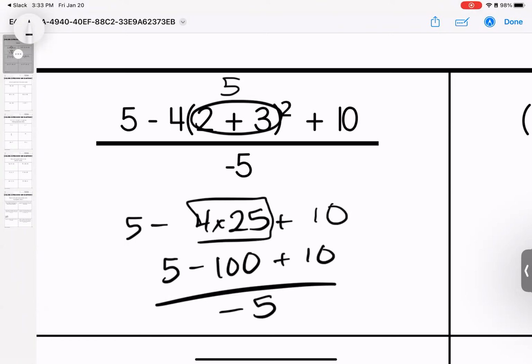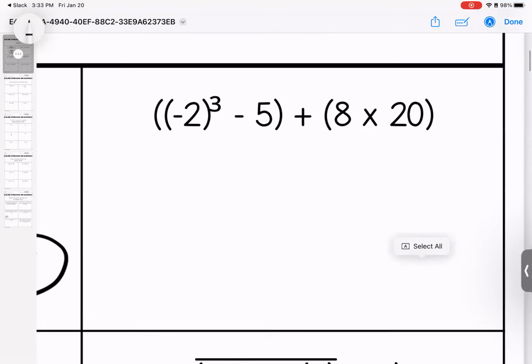Now we're going to add and subtract. So 5 minus 100 is going to give us -95, plus 10 would give us -85, divided by 5. 85 divided by 5 would give us 17. And since they're opposite signs, it's going to be positive. So positive 17 for that one.